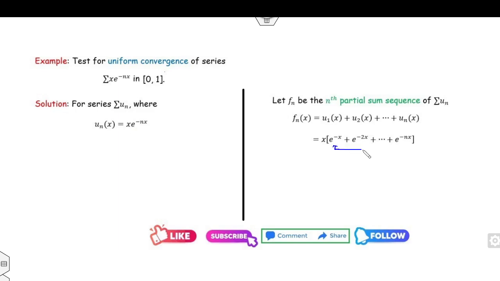If you look at this term very deeply, this is my GP series. And what is the sum of the GP series? A times 1 minus r raised to power n over 1 minus r. Clearly, A is my e raised to power x. What is the common ratio? e raised to power minus x. So I can substitute both the values, and you will get this term. Or I can write this as 1 over e raised to power x, and you will get this term.